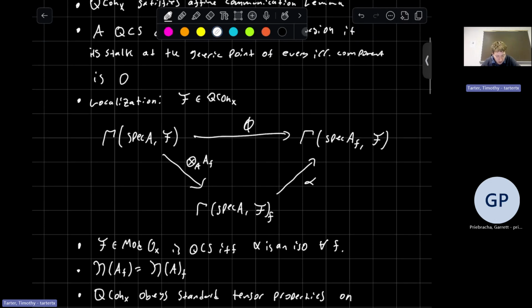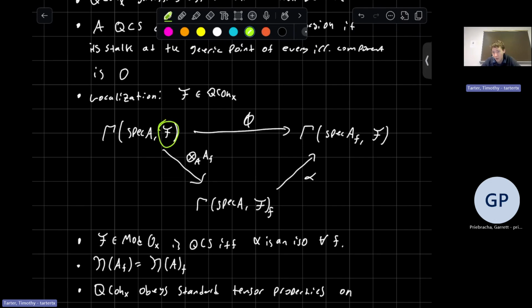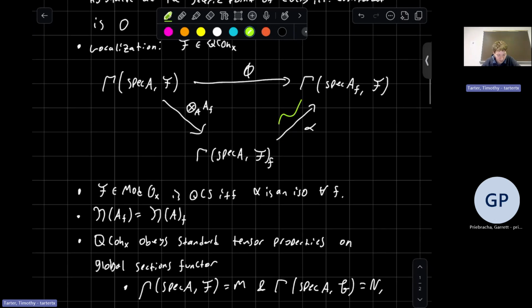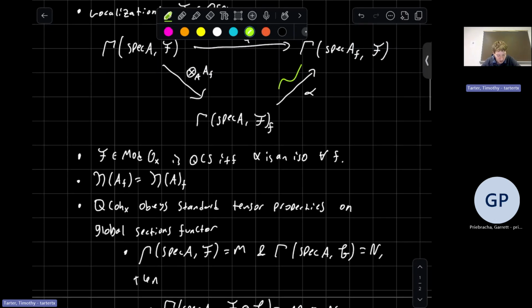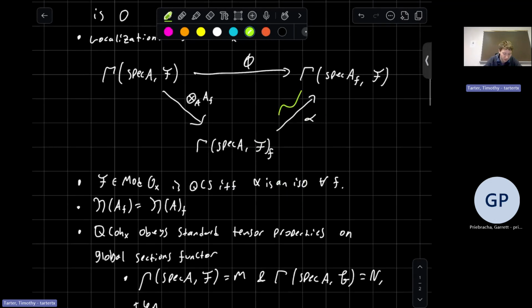We talked about localization of quasi-coherent sheaves. So if F is a quasi-coherent sheaf, then basically localization commutes with the global sections functor. Namely, F is quasi-coherent in the case that alpha is an isomorphism. So we can have something that's just an O_X-module, but alpha needs to be an isomorphism. We also established the sheaf of nilpotents, so it just follows this diagram. That's how you construct it, but it results in this property of the sheaf of nilpotents looking like this.